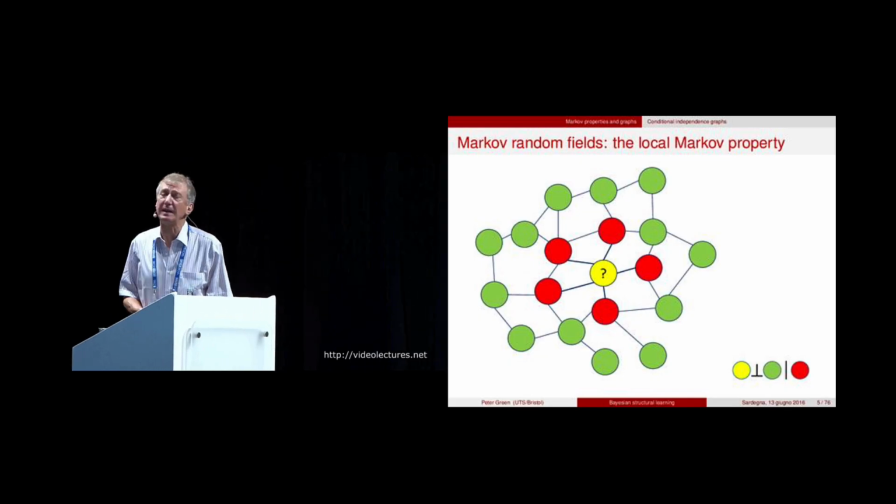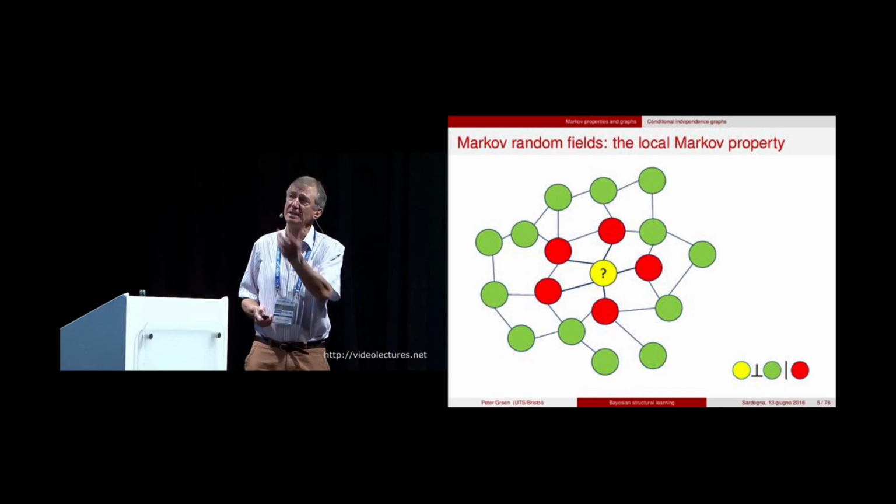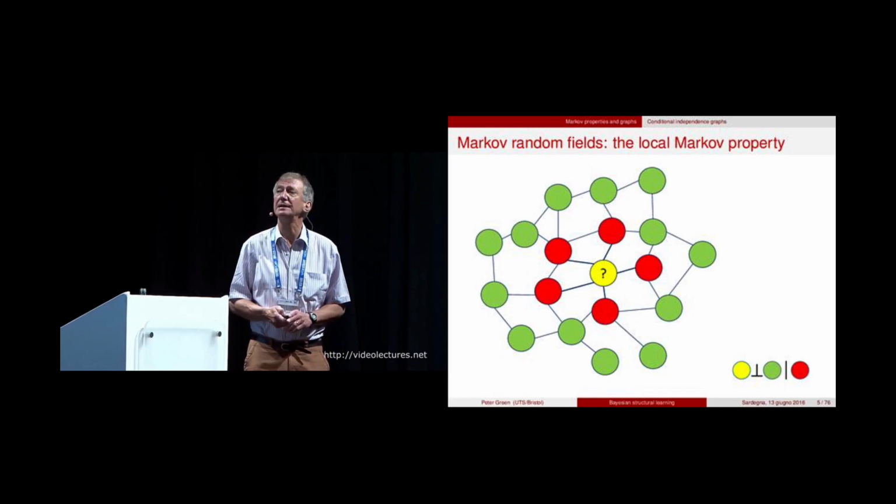And that's something we now call the local Markov property. If a graph has that property, if whichever node you choose as the yellow node, you have that property, then the local Markov property holds.